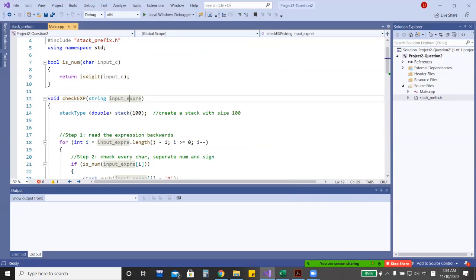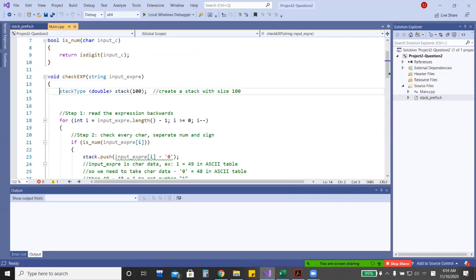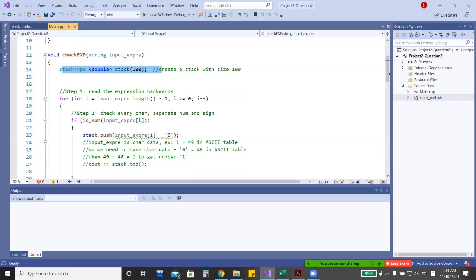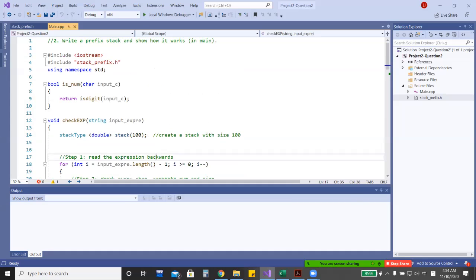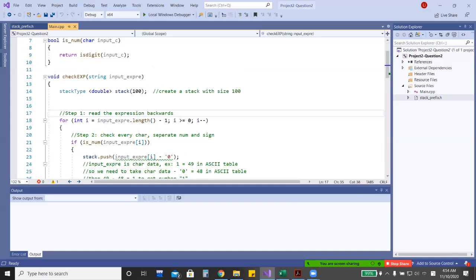Here we take the string input expression. Of course, we need to create a stack of double type, and I give the size 100. This stack is where we are going to store all of the data values during my calculation. Step 1 is to read the expression backwards.